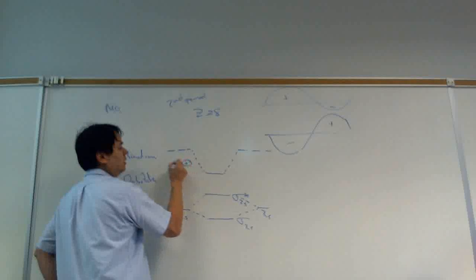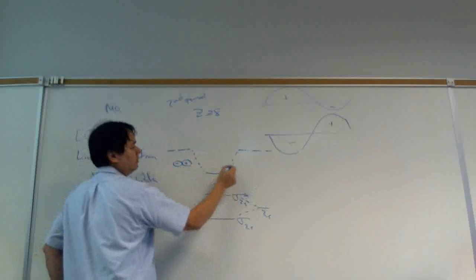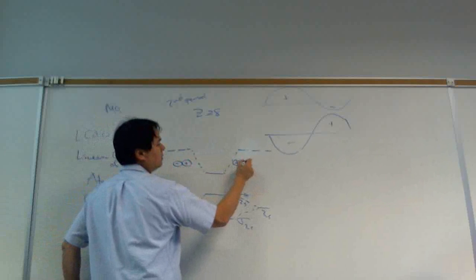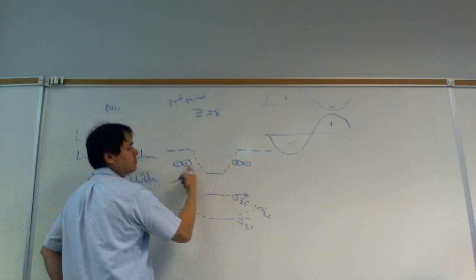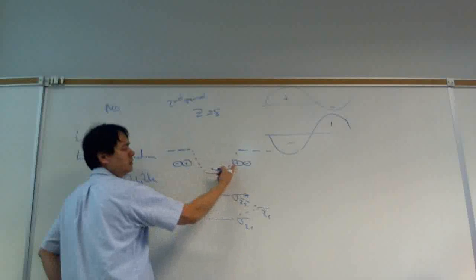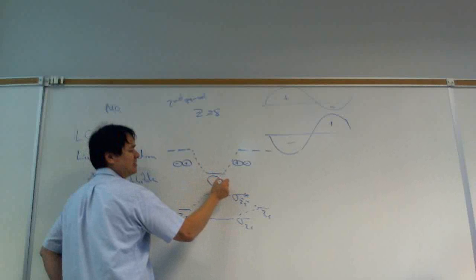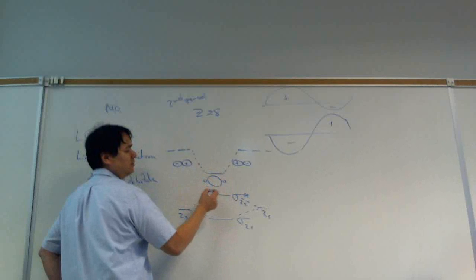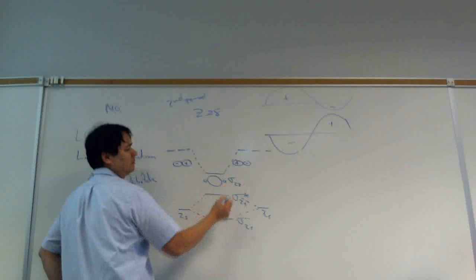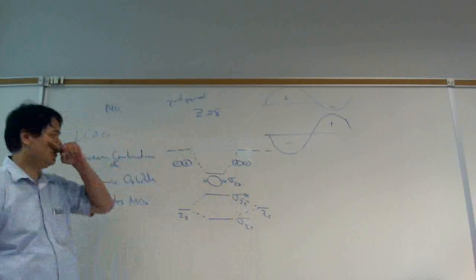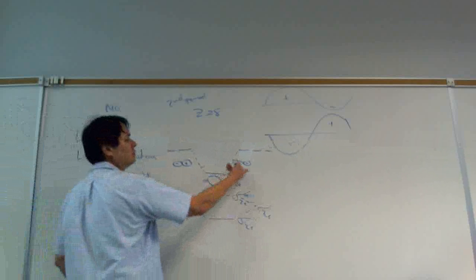Here's a p orbital. So what do you think? The positive parts are going to add, and the negative parts are going to shrink here. And so this is a sigma 2p. If we generate a sigma 2p, we also generate a sigma star 2p.